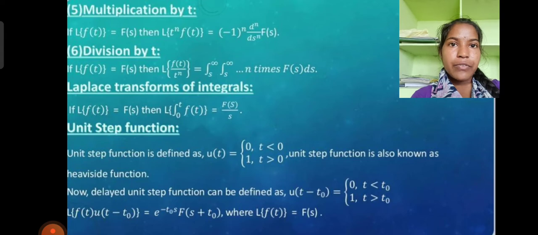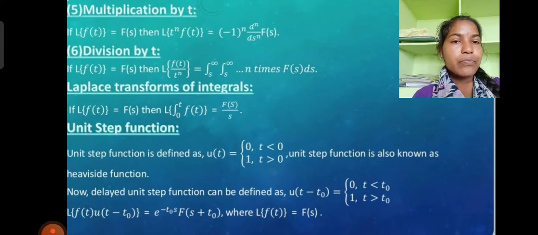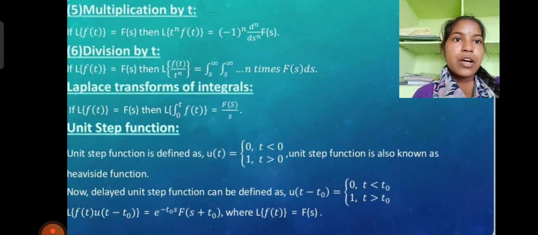Laplace of f of t u of t minus t naught is equal to e to the power of minus t naught s times F of s plus t naught, where Laplace of f of t is equal to F of s.